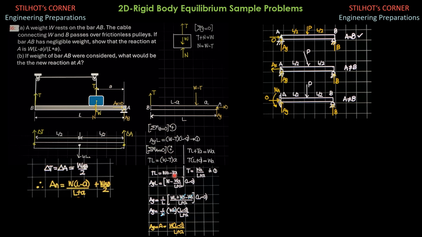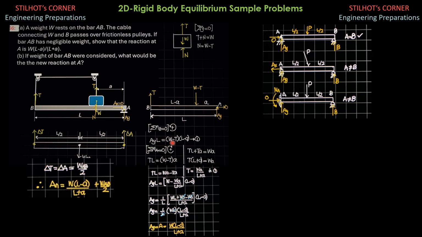Then, this is the next step. We transpose negative TA to the left, so we have TL plus TA equals WA. Factor out T, so T quantity L plus A equals WA. Therefore, T is WA over L plus A. We then substitute that in equation 1. And this is now the continuation.